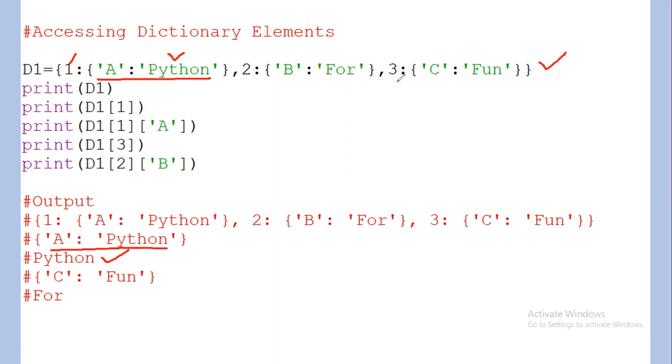And if I say d1 of 3, d1 of 3 is this, so this entire value is going to be picked up and displayed. And if I say d1 of 2 of b, d1 of 2 of b is going to produce 4. And you can see the result 4, right? So this way you access the element from a dictionary. You need to specify the keys. It doesn't work using indexing. Indexing is applicable in terms of strings, lists, tuples, arrays, and other data types, right? Not in the dictionary.